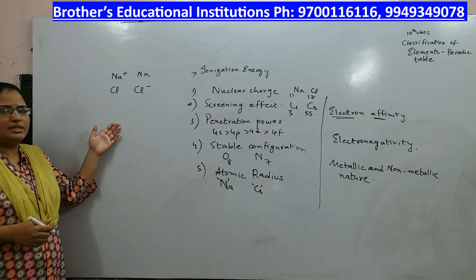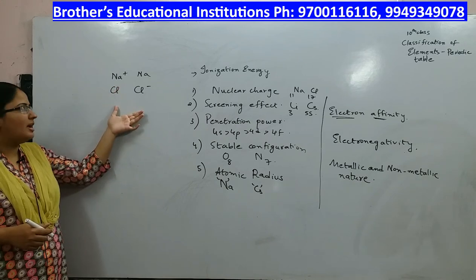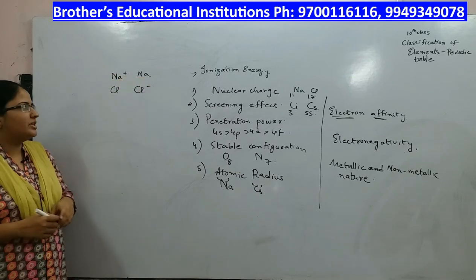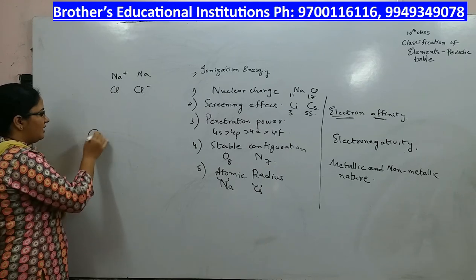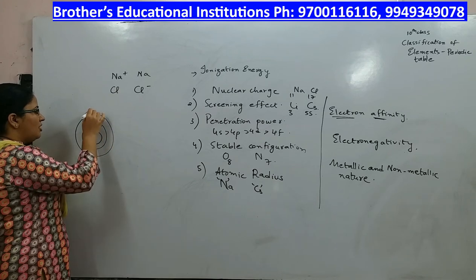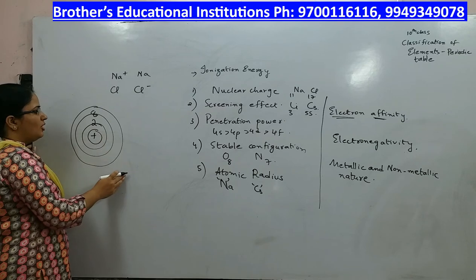First topic we shall discuss is about the size of the atoms and their ions. Is Na plus bigger or Na bigger? That is what is the question. Now, if you take Na plus, it has 2 electrons in the first orbit, 8 electrons in the second orbit and no electrons in the third orbit.